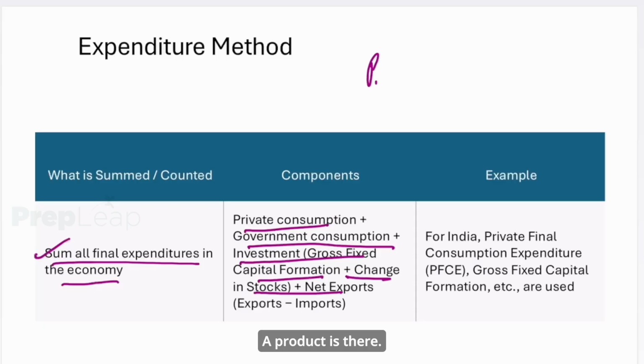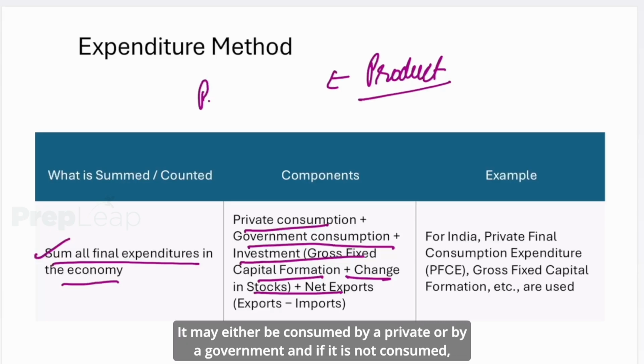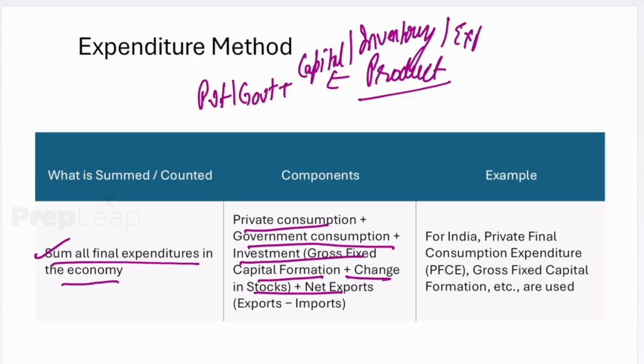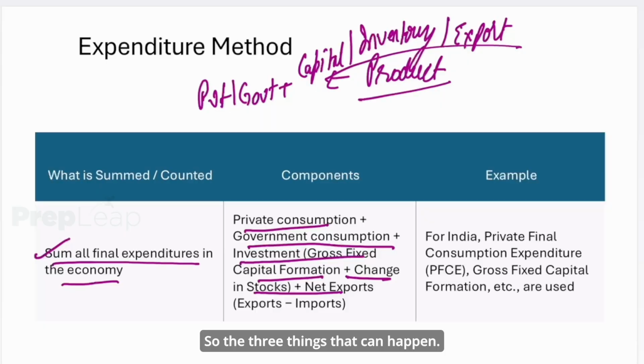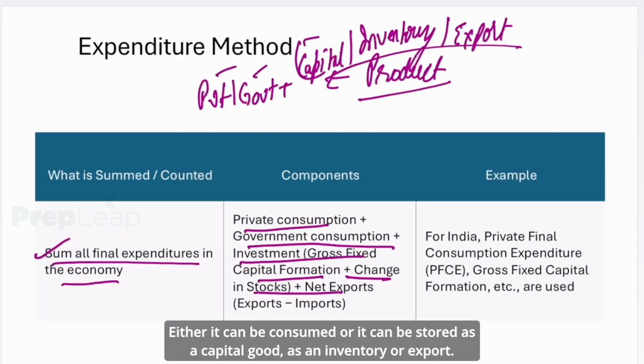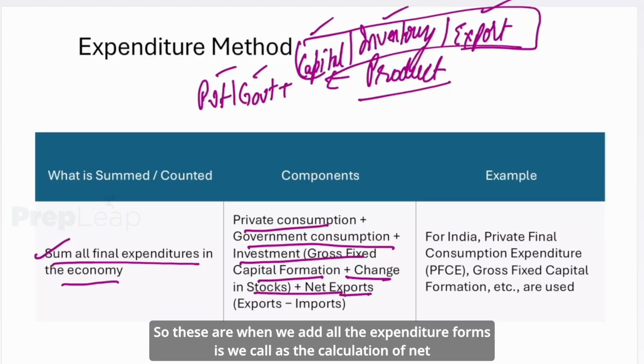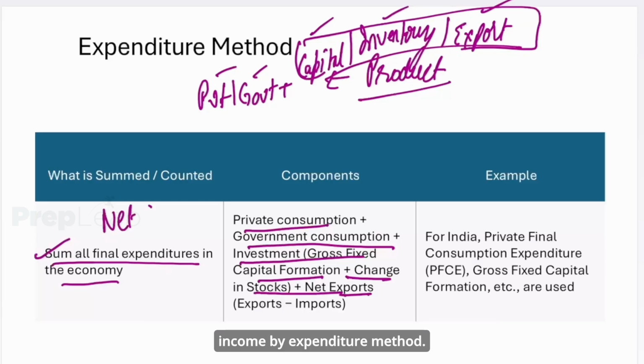See what will happen. A product has been produced. It will either be consumed by a private party or by government, and if it is not consumed, either it will remain as a capital good or as an inventory, or it may get exported, right? So there are three things that can happen. Either it can be consumed, or it can be stored as a capital good or as an inventory, or exported, so net exports is what we call. When we add all these expenditure forms, we call it the calculation of national income by the expenditure method.